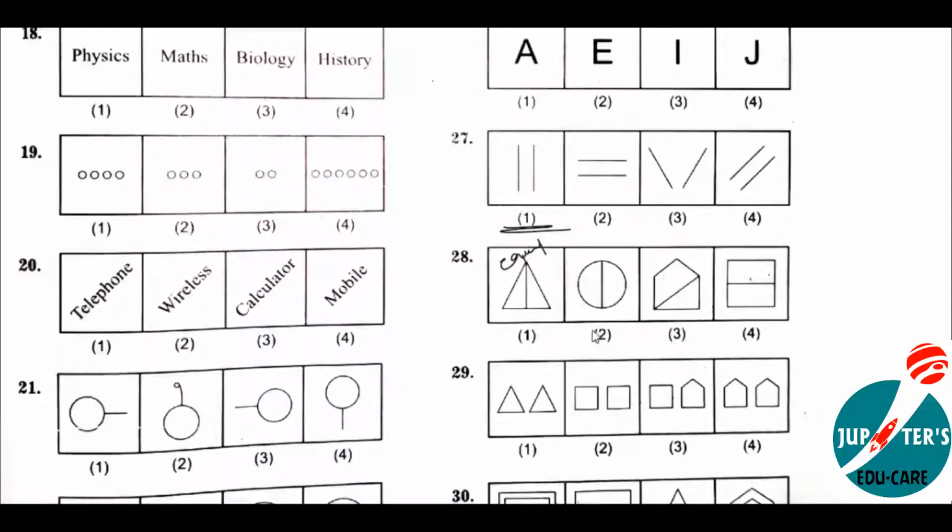Equal parts. In option 2, we have a circle. This circle is also divided into two equal parts. In option 4 also, this square is divided into two equal parts. But in the case of option 3, we have 5 sides, but it is not divided into equal parts. So options 1, 2 and 4 are divided into equal parts, but option 3 is not divided equally. So option 3 is our answer.